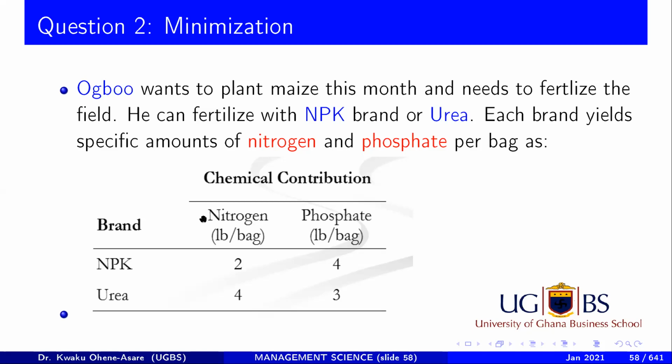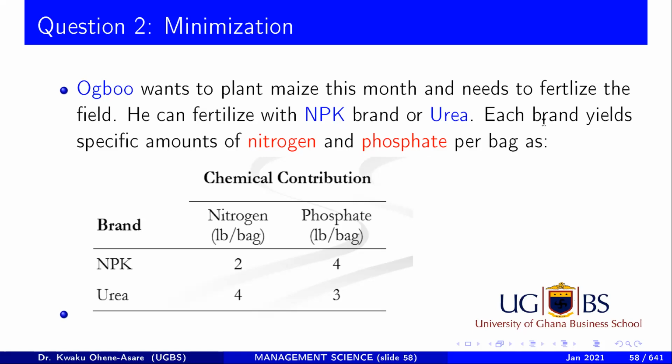Now, it means that you don't have to rush to think that something is the decision variables. You don't have to rush, because once you rush in, you will rush out. You might think that you have the answer, but that is not the case. You have to know what our focus is. What are we going to decide on? He can fertilize with NPK brand or urea. Of course, that doesn't give you anything.